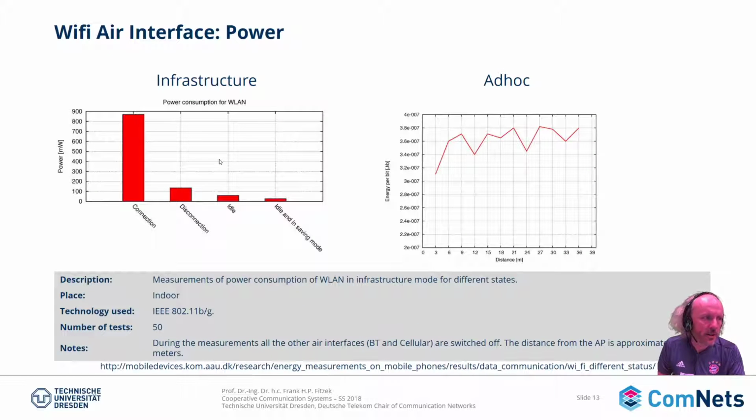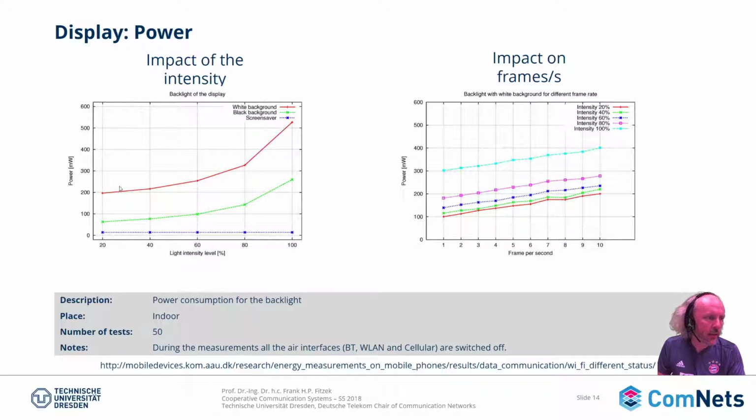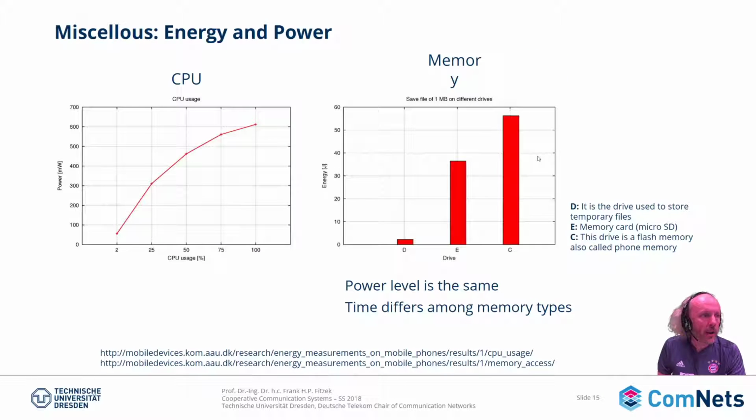If you compare it with the 900 milliwatt for the Wi-Fi, here you have something like, if you have a white background, 500 milliwatt, right? So that's interesting. Then you have impact on frames and for how many frames per second are changing. This is quite linear, but the intensity plays a role here. Okay. Then we looked also into memory and into the computing.